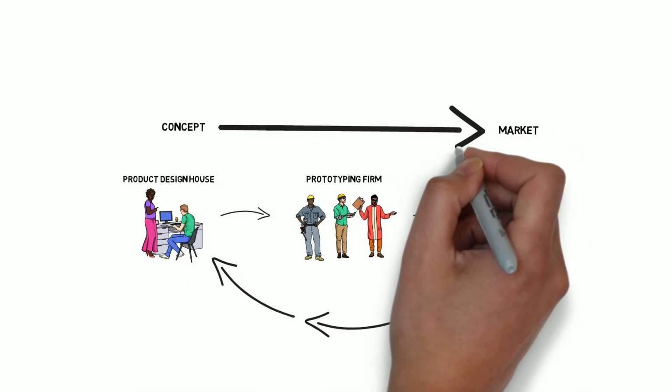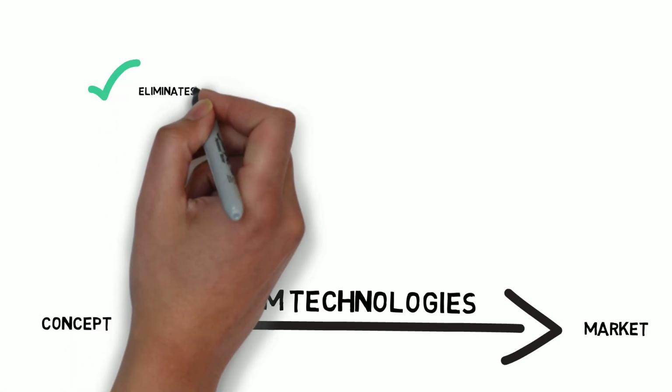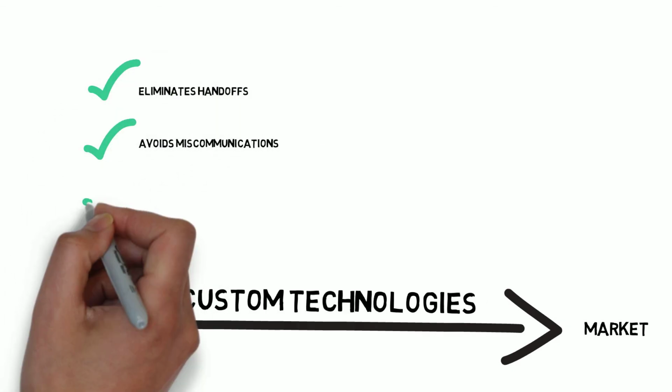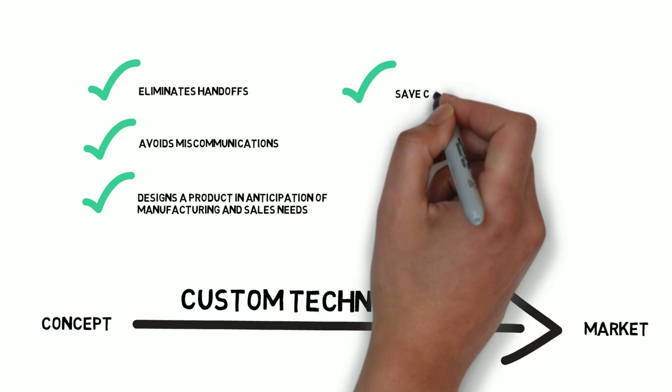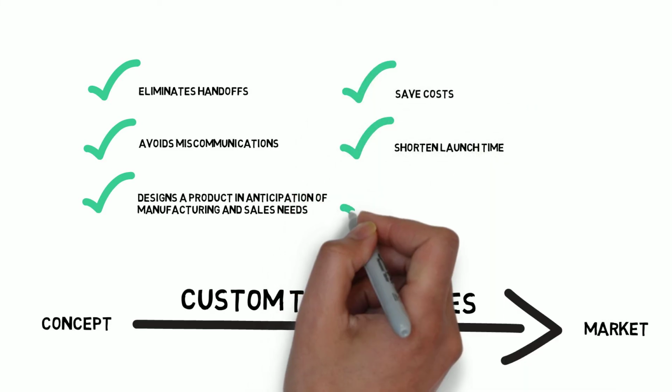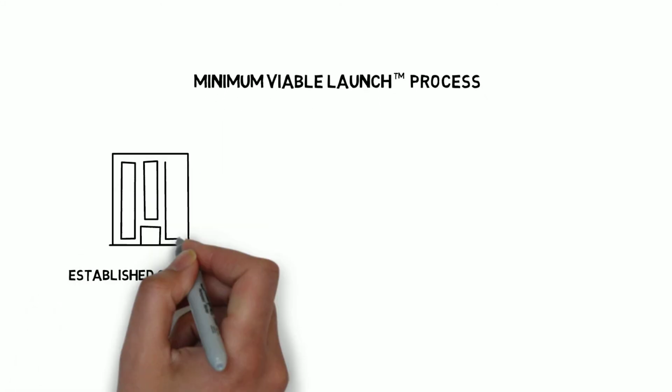By streamlining the path from concept to market, Custom Technologies eliminates handoffs, avoids miscommunications, and designs a product in anticipation of manufacturing and sales needs. By launching your product with us, you'll save costs, shorten launch time, and have one point of contact for communicating updates. Our minimum viable launch process has benefited all roles of business.